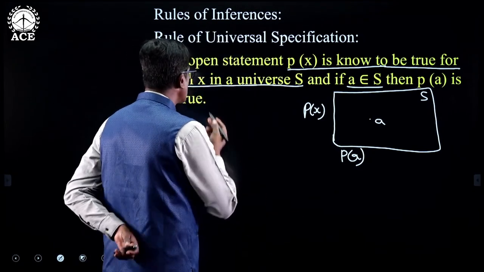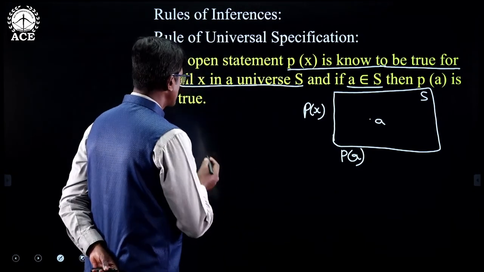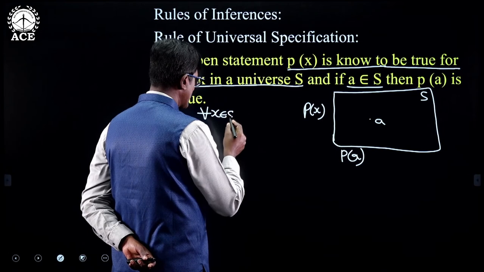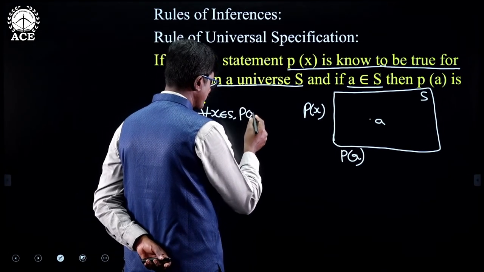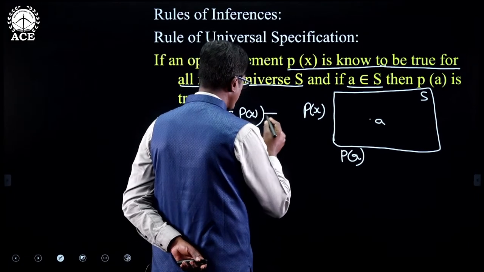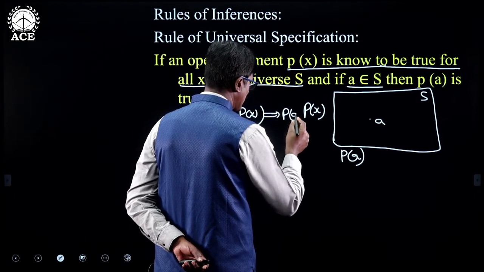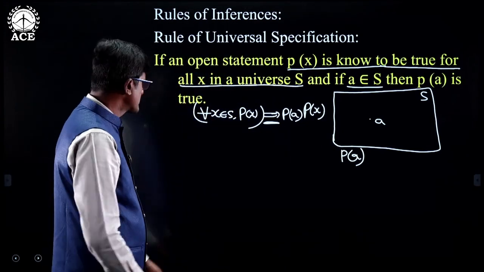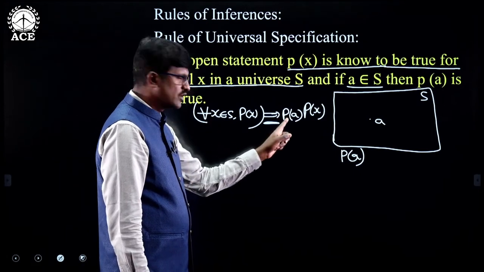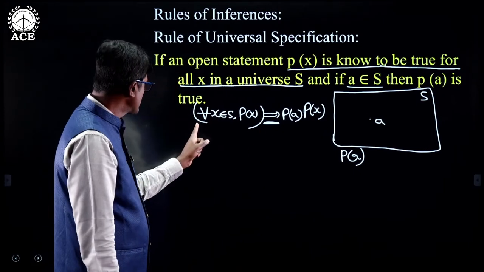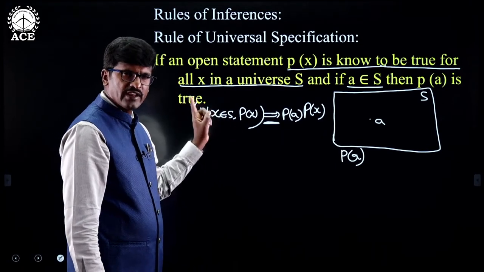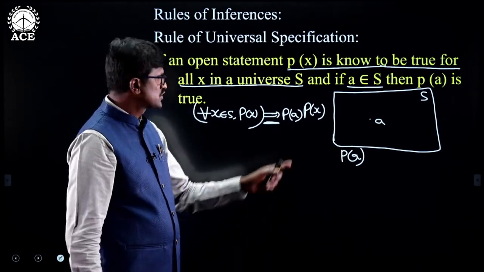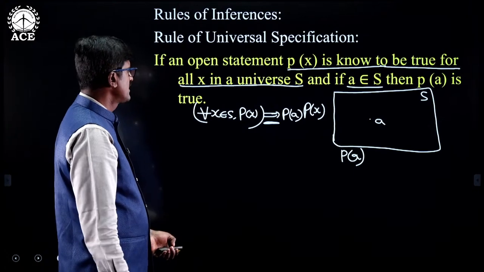So the rule of universal specification can also be said as: for all x belongs to S, P of x implies P of A. Here, this is the symbol which we call logical implication. So what is logical implication? Whenever LHS is true, RHS must be true. So what is the LHS? If P of x is true for every element in the universe, then P of A must be true because the element A belongs to that universe. This is the rule of universal specification.